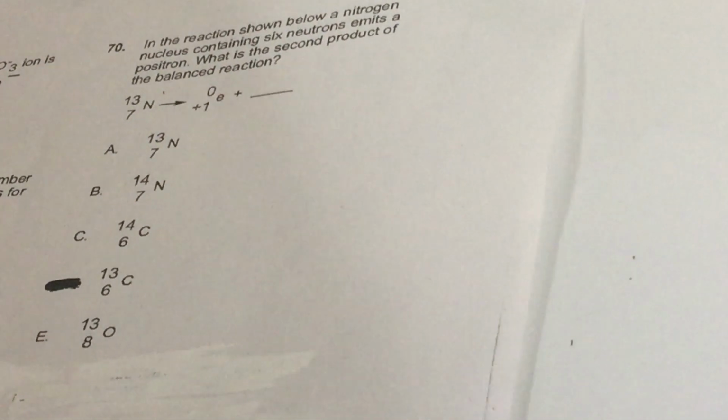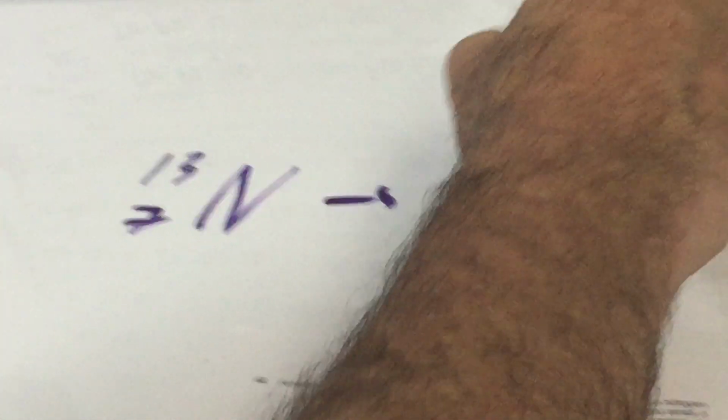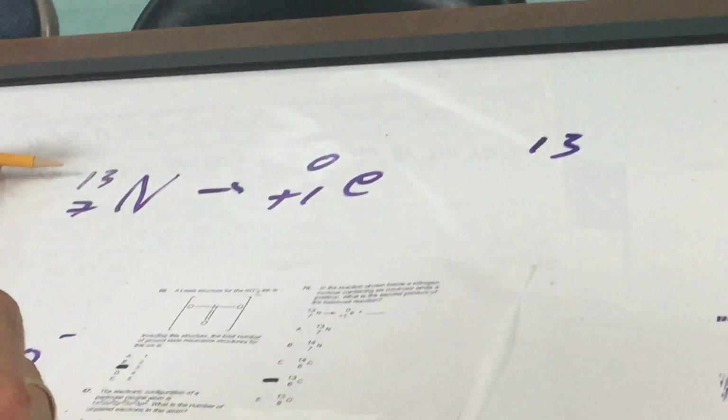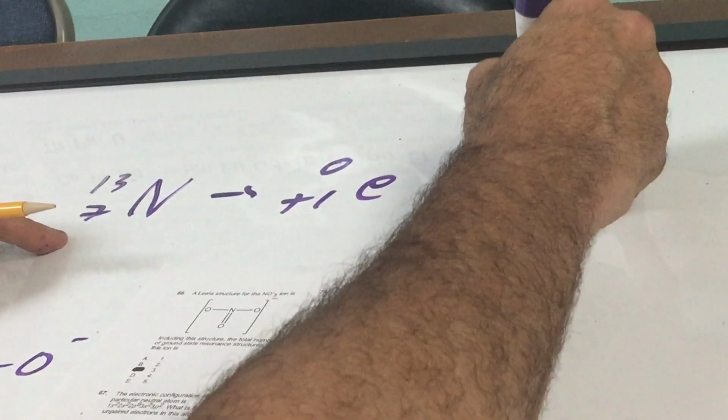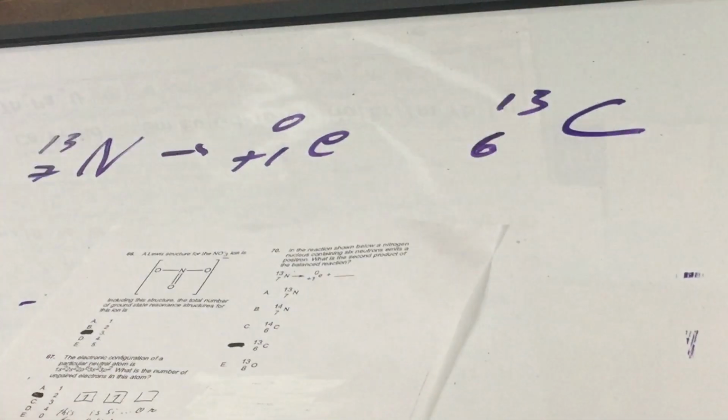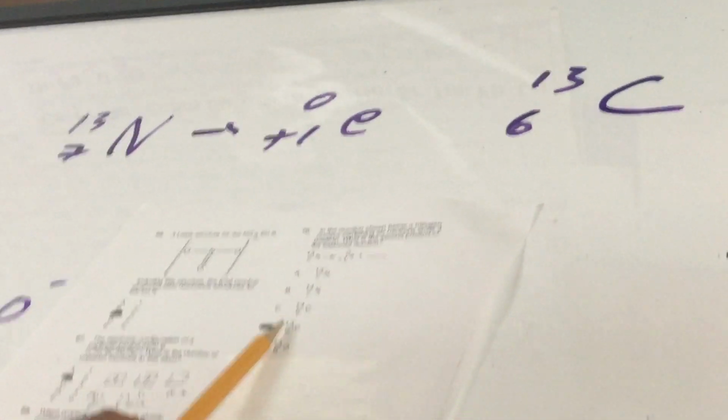And finally, in this reaction shown here, we want to know what is the second product produced. Now, all you would do to balance a nuclear equation, you have 13,7 N. Notice it gives off what's called a positron. The upper left is 13, so you need a 13 here. You already have a 1, so this is a 6. The atomic number determines the element. So it would be 13,6 carbon.